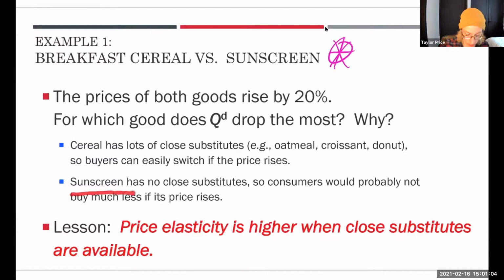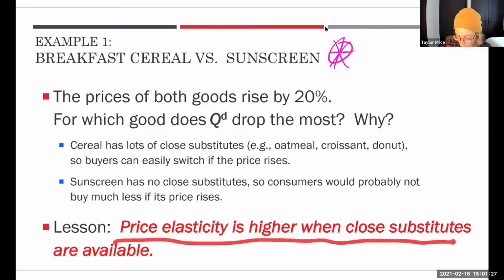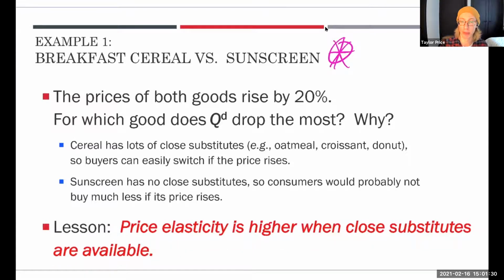Whereas sunscreen doesn't really have close substitutes. If you go outside or go to the beach, you need sunscreen, and there's really not anything else you can use except not going to the beach. Because of that, consumers are not able to substitute away from sunscreen. The lesson there is that price elasticity is higher when close substitutes are available. Price elasticity is higher when you can move from consuming one good to consuming the other good. So that is the impact that substitutes have on elasticity.